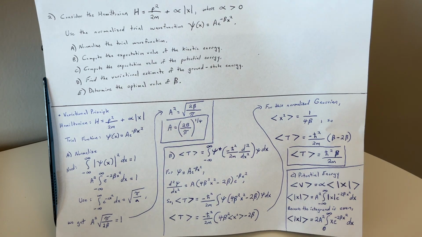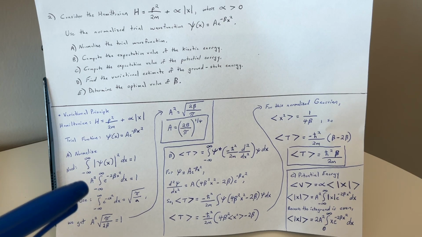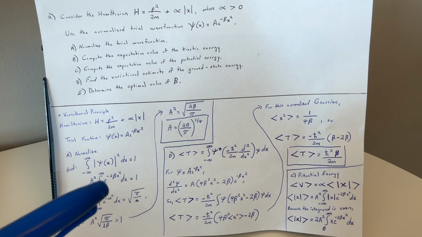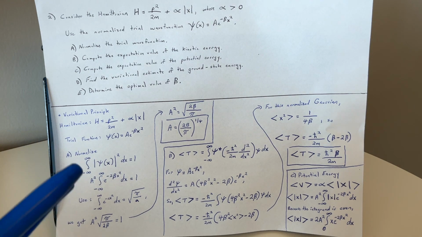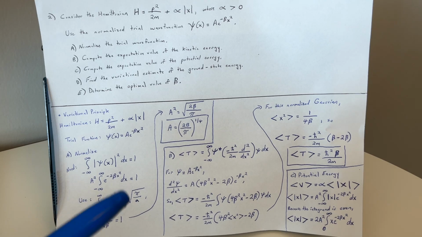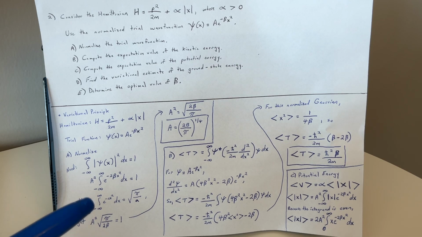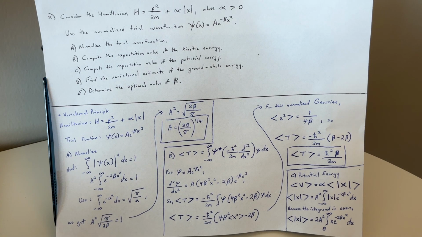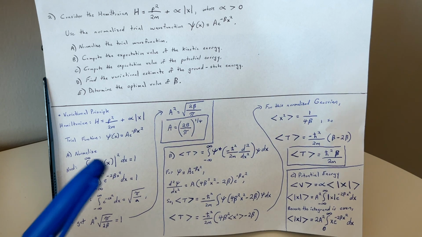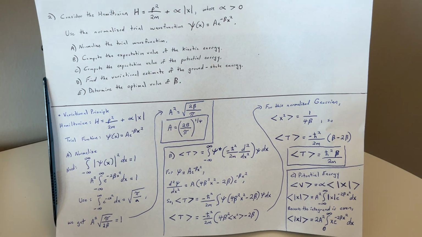So that being said, we're going to have an a squared on the outside of the integral from negative infinity to infinity of e to the negative 2 beta x squared dx, and that's equal to 1. Integrating here, this comes out to the square root of pi over a. So that's our integral. We get a squared times the quantity square root of pi over 2 beta, and that equals 1. Taking the positive square root, a is the 4th root of 2 beta over pi, or the quantity 2 beta over pi raised to the 1/4. So that is our a value. We've normalized the trial wave function.